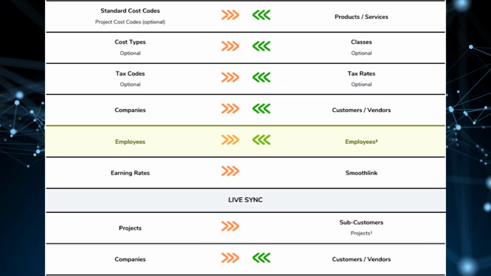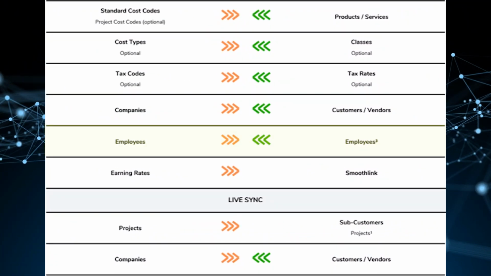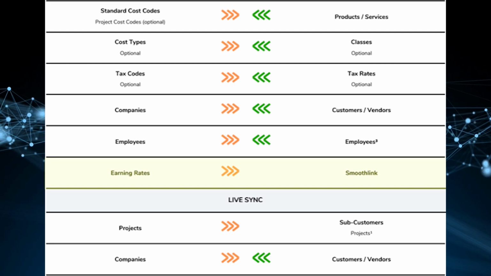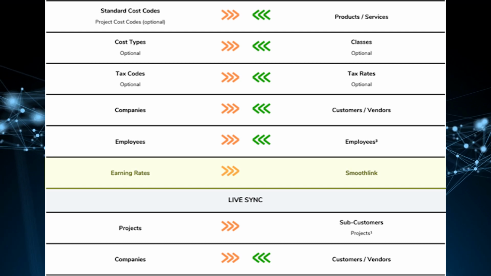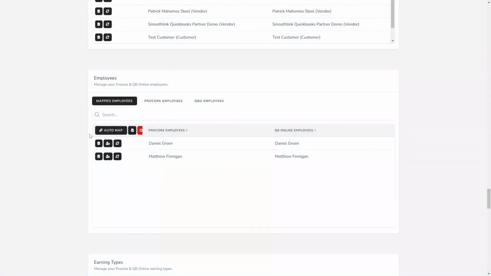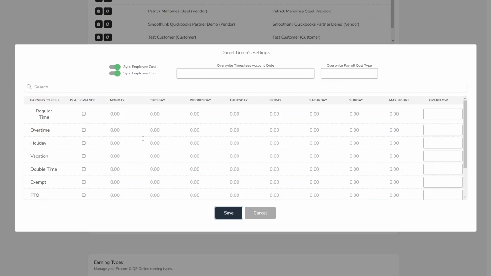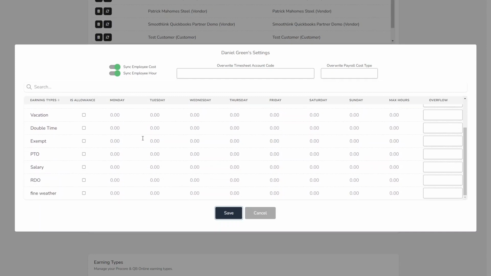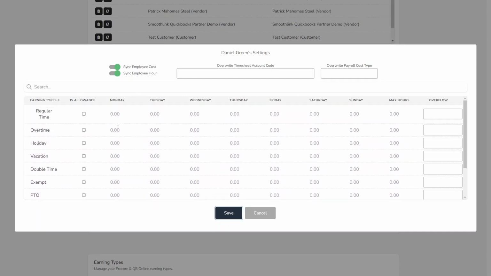Employees in Procore will be mapped to QuickBooks employees. The Procore earning types can also be brought into the integration for creating payroll direct costs based on the timesheet entries. We can see these time types from Procore. Here, we'll set how the payroll direct costs would be created. We'll set the hourly rates for regular time.